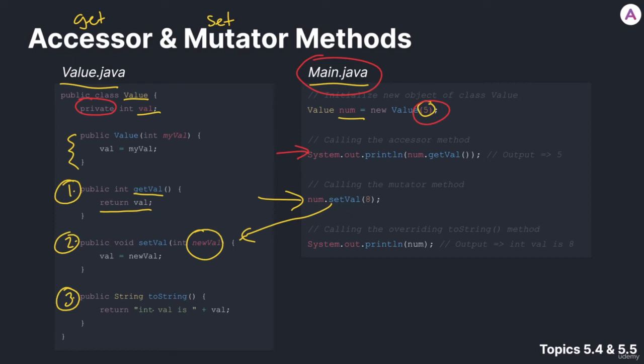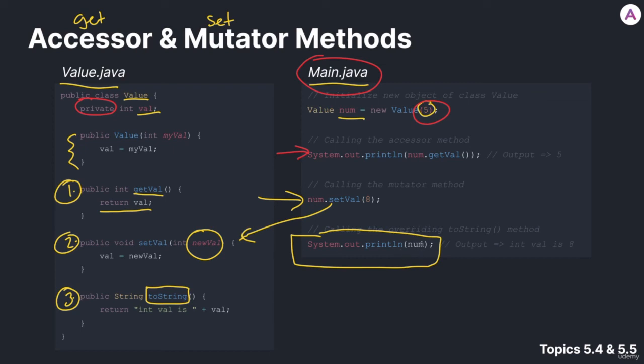Now, toString methods, written exactly like this, are special methods in Java, which are used to print out a description of the variables involved when a system.out.println of any object is called. That may sound a bit complicated, but it's pretty simple. So over here, we can see that we're just calling system.out.println of just num. We're not calling the .getVal method. We're not doing anything. We're just calling num.